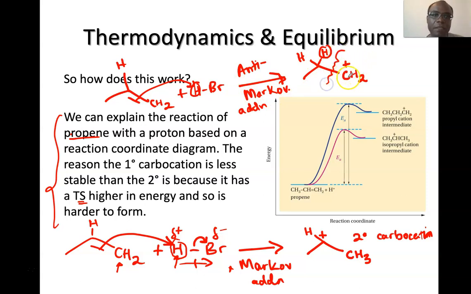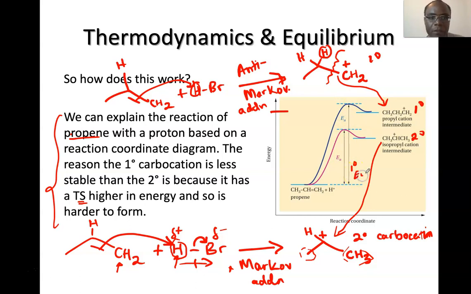Now this is a primary carbocation because the C plus is bonded to one other carbon. This is a secondary carbocation because the C plus is bonded to two carbons, that carbon and this carbon. So again, that's the primary and this is a secondary. This structure is this one and this structure is that one. So you see the primary is shown to have a very high activation energy following this arrow right here. That is the activation energy of the primary carbocation formation, and this is the activation energy of the secondary carbocation formation.